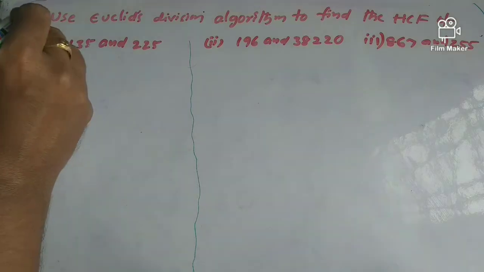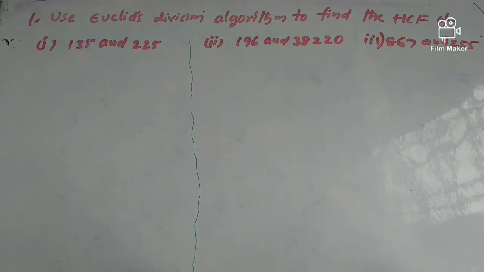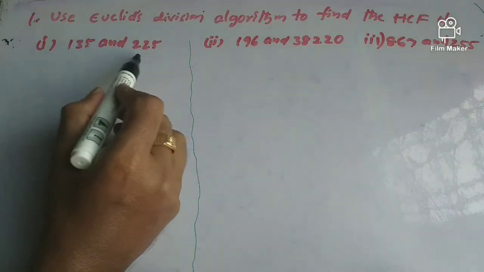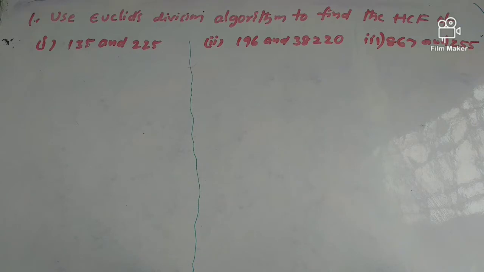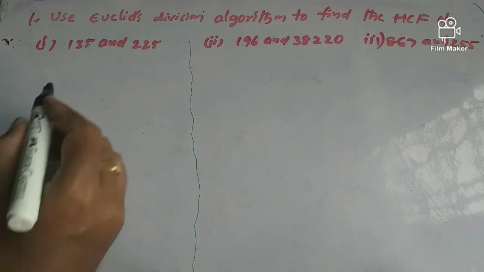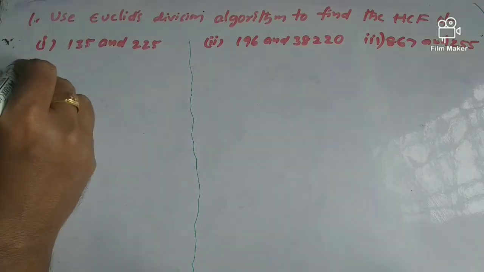Problem number 1. How to find the HCF for 135 and 225? To find this, we do the division. The big number we divide by the small number. So, this is the solution.